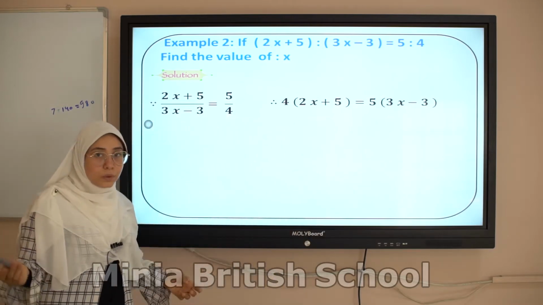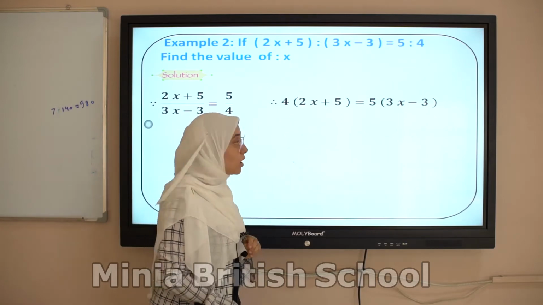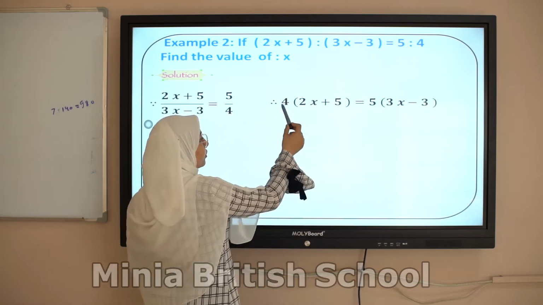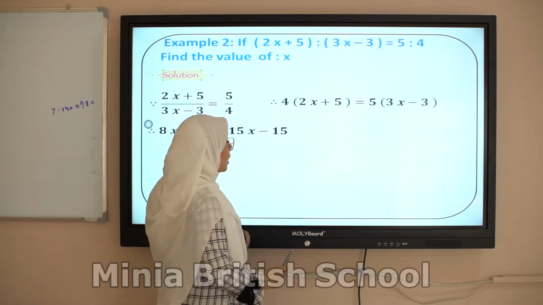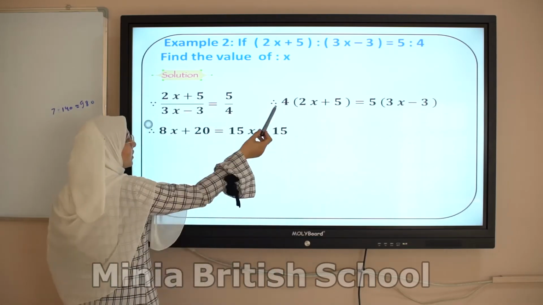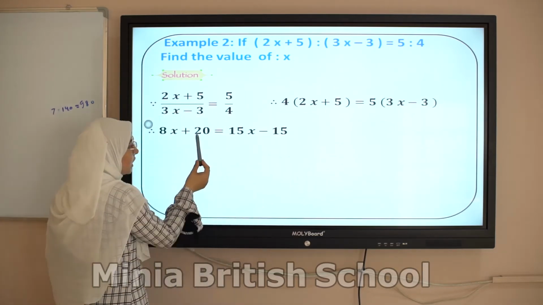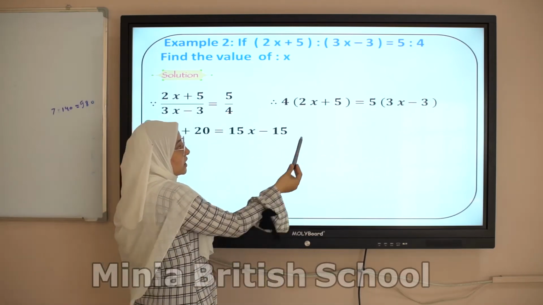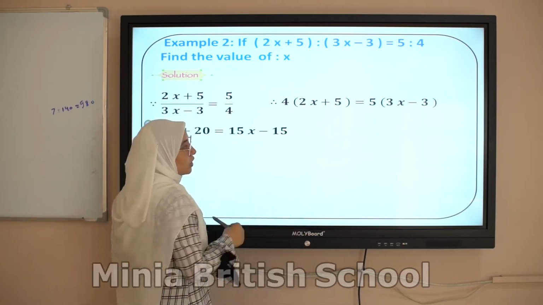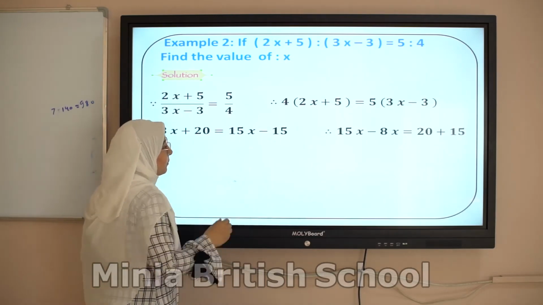Now you can distribute what? You can distribute the multiplication over the addition. I mean multiply 4 with each element in this bracket, or expand, okay? So 4 times 2x is 8x, 4 times 5 is 20, equals 5 times 3x is 15x, minus 5 times negative 3 equals negative 15, okay?